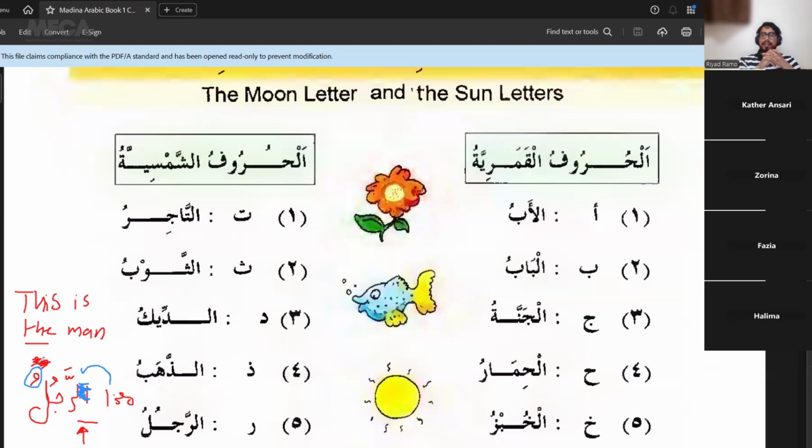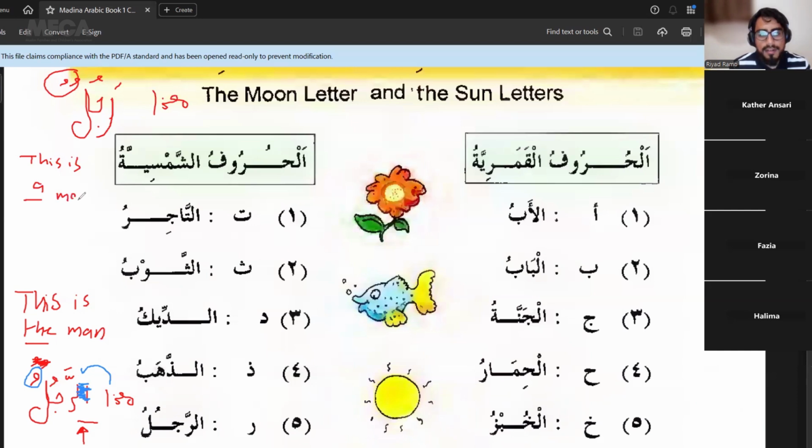This is a man is هذا رجل. Very good. I'll write it over here. هذا رجل. Sorry, my raw is used to be like a little curvy. هذا رجل. This is a man. This is a man.